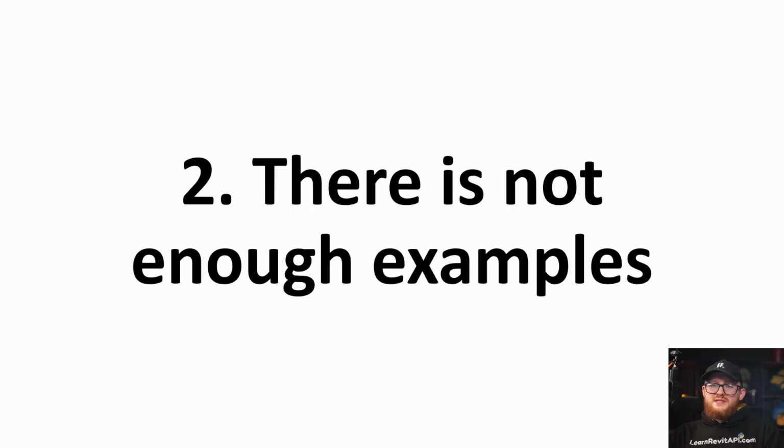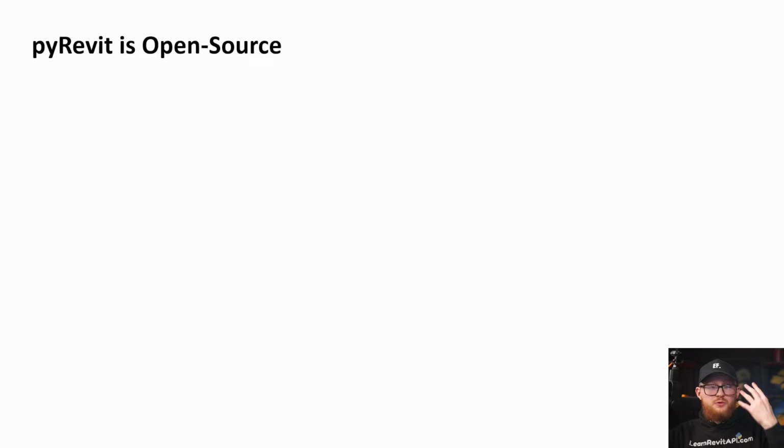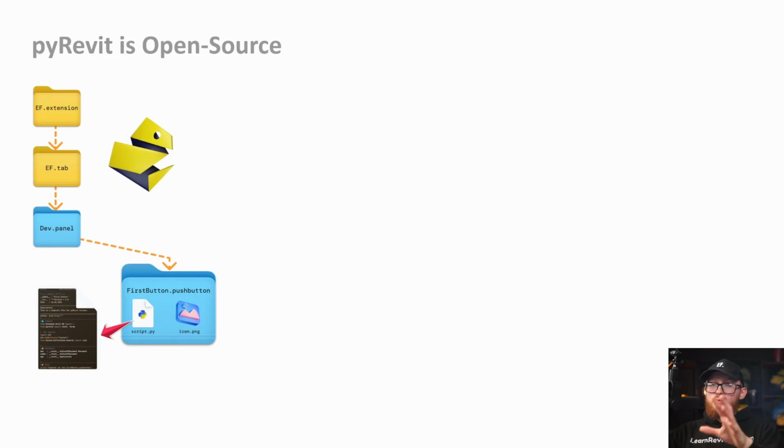There are not enough examples. And I still somehow hear this even after I explain all of this. And I want to show you where you can get even more examples, because pyRevit is open source. So I already explained that everything is just this kind of folder structure, and inside you have your Python file, icons, and a few other things.